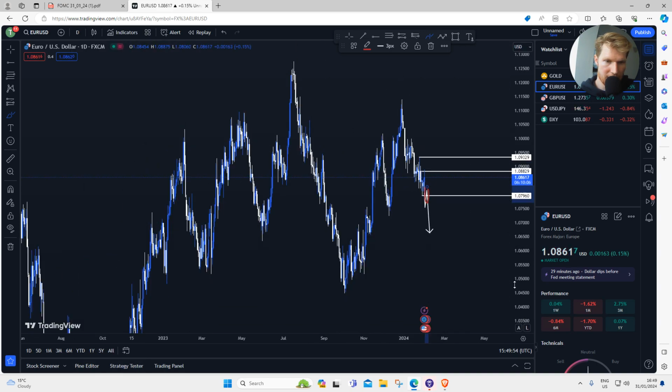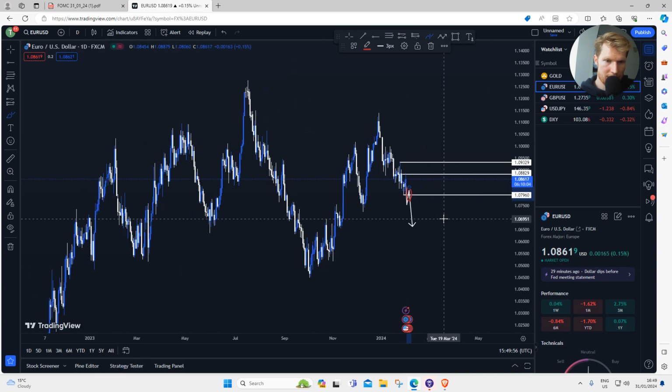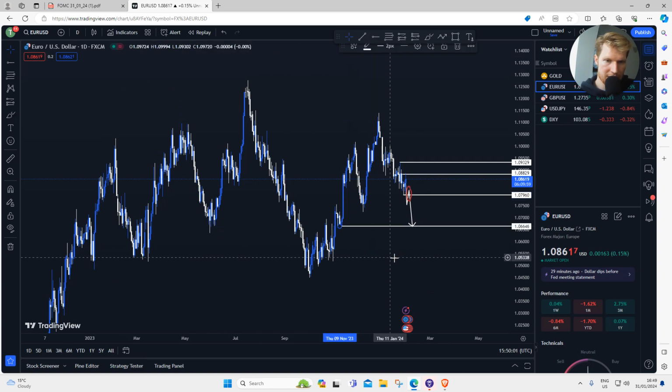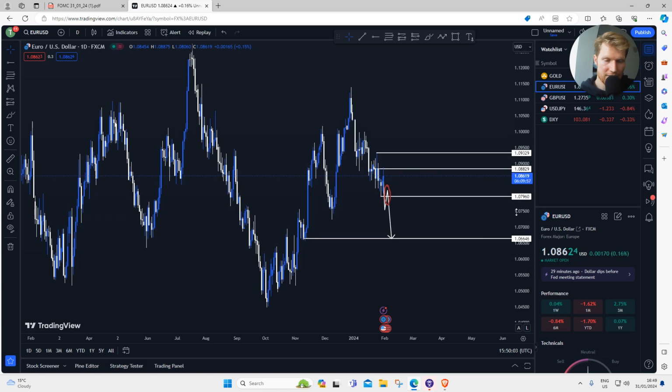And we can continue down, I think, pretty far. Let's look at the daily. Yeah, we can probably continue down to at least around these areas, down to these lows. That's the way I see it.